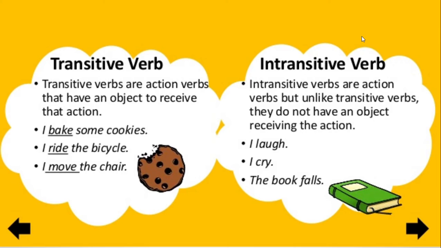Intransitive verb. Intransitive verbs are action verbs but unlike the transitive verbs, they do not have an object receiving the action. I laugh, I cry, the book falls. In these sentences, laugh, cry and falls are the intransitive verbs as the object is absent in these sentences.